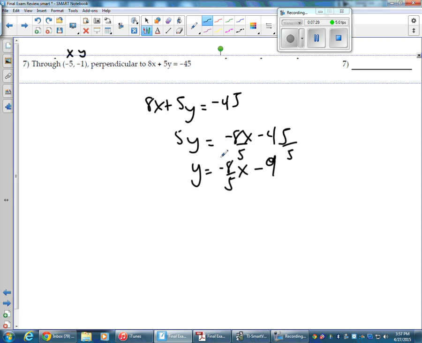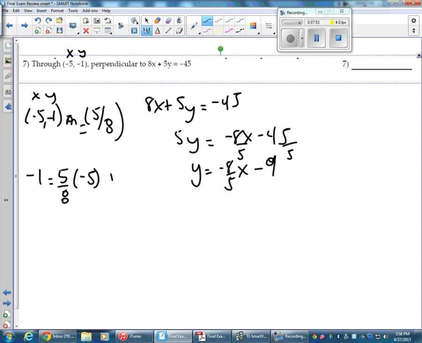All I need, if it's perpendicular, is this slope. So I'm going to use the point negative 5, negative 1, but for my slope, if it's perpendicular, you take the slope of this line and you turn it over and change the sign. So your slope is going to need to be a positive 5/8. So use this for x and y. Negative 1 equals m, which is going to be 5/8, times x, which is negative 5, plus b. Negative 1 equals negative 25/8 plus b. Add 25/8, which would be 17/8 equals b, I think.